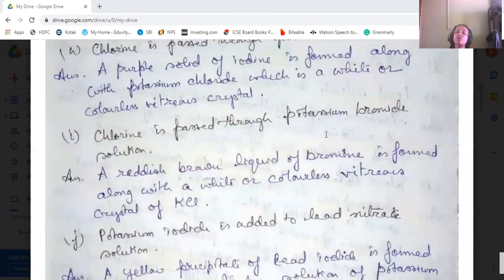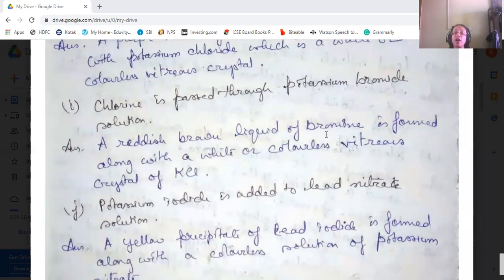Then chlorine is passed through potassium bromide solution. And then what happens? A reddish brown liquid of bromine will be seen. That is, bromine is displaced from potassium bromide by chlorine. And this potassium chloride will be a white or colorless vitreous crystal.